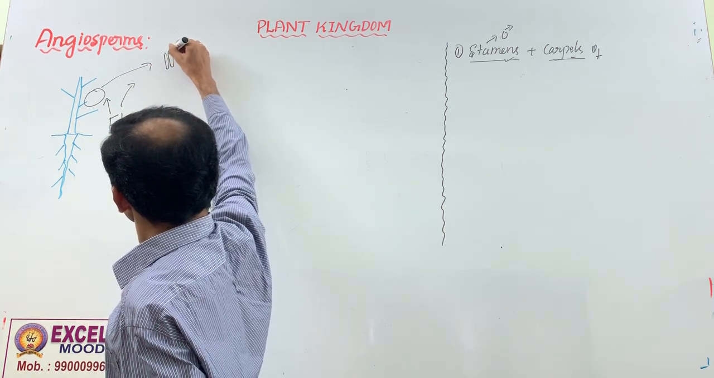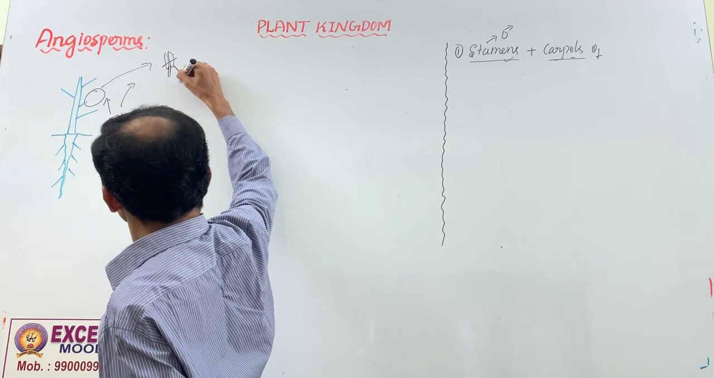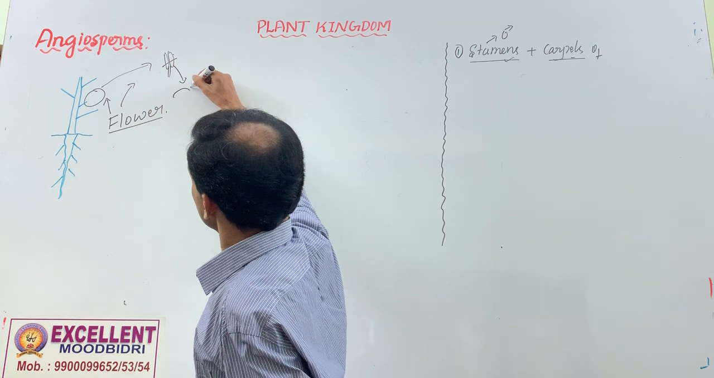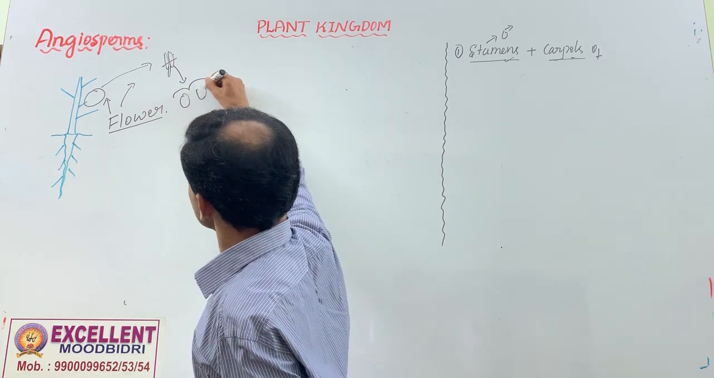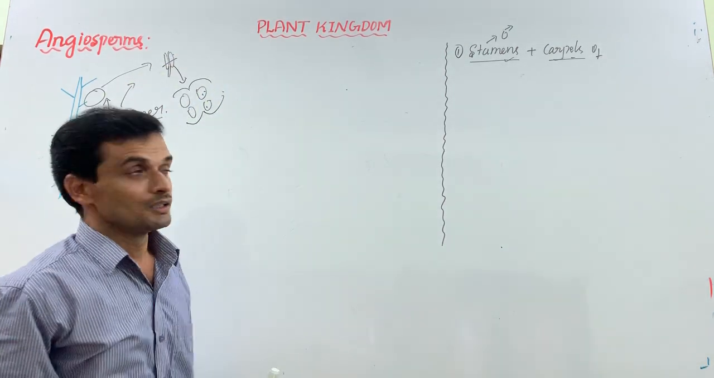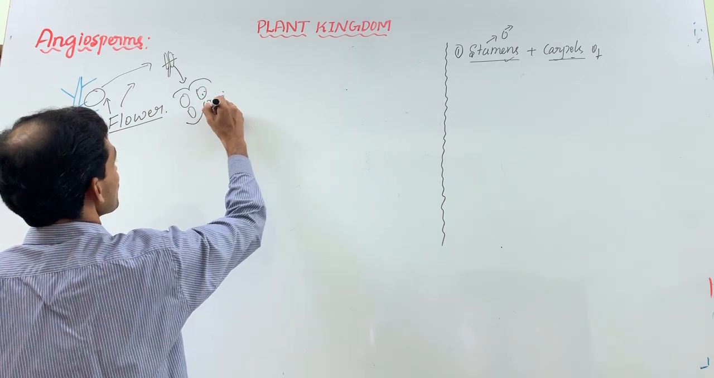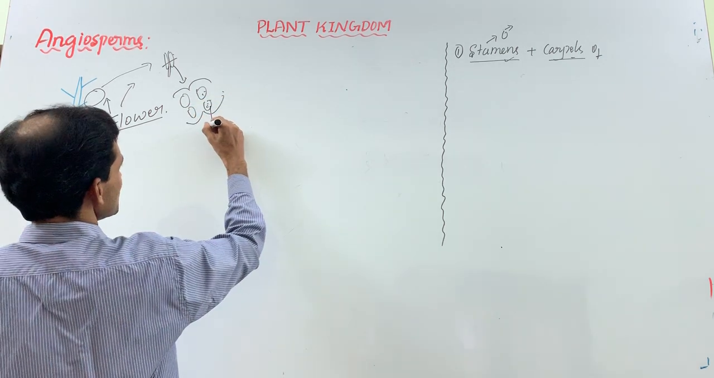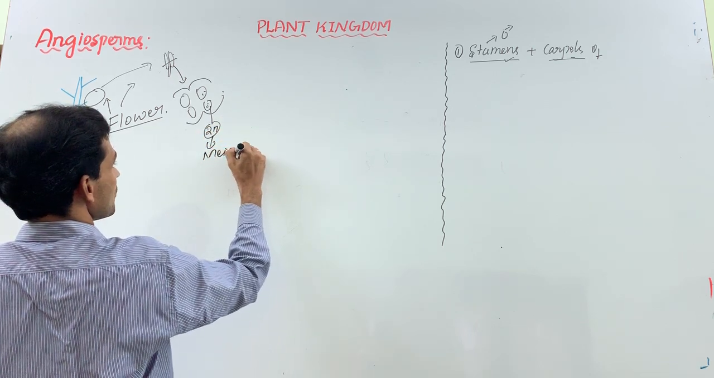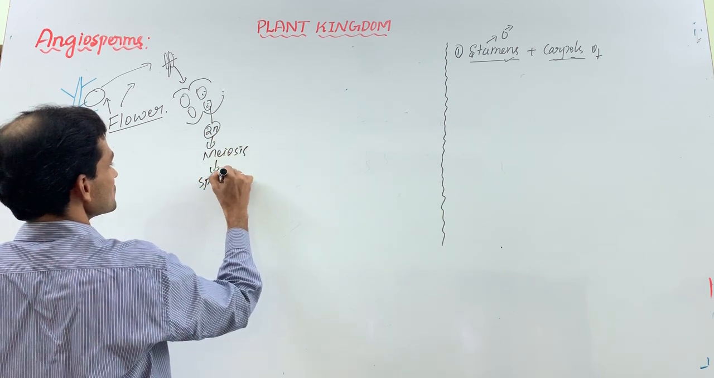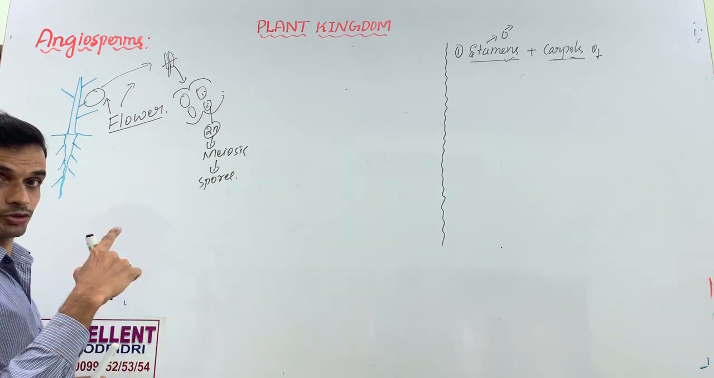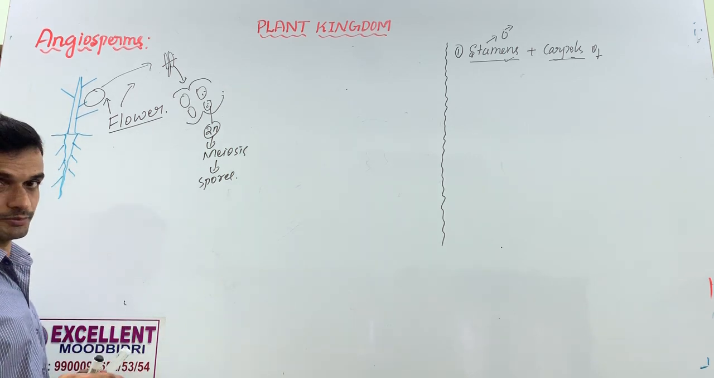I take a section of this anther. I can find microsporangia, like these compartments. This microsporangia will have those microspore mother cells, diploid cells, which undergo meiosis to form spores, smaller spores, microspores. I've discussed this thing in the last week, gymnosperm classification, life cycle of gymnosperms.